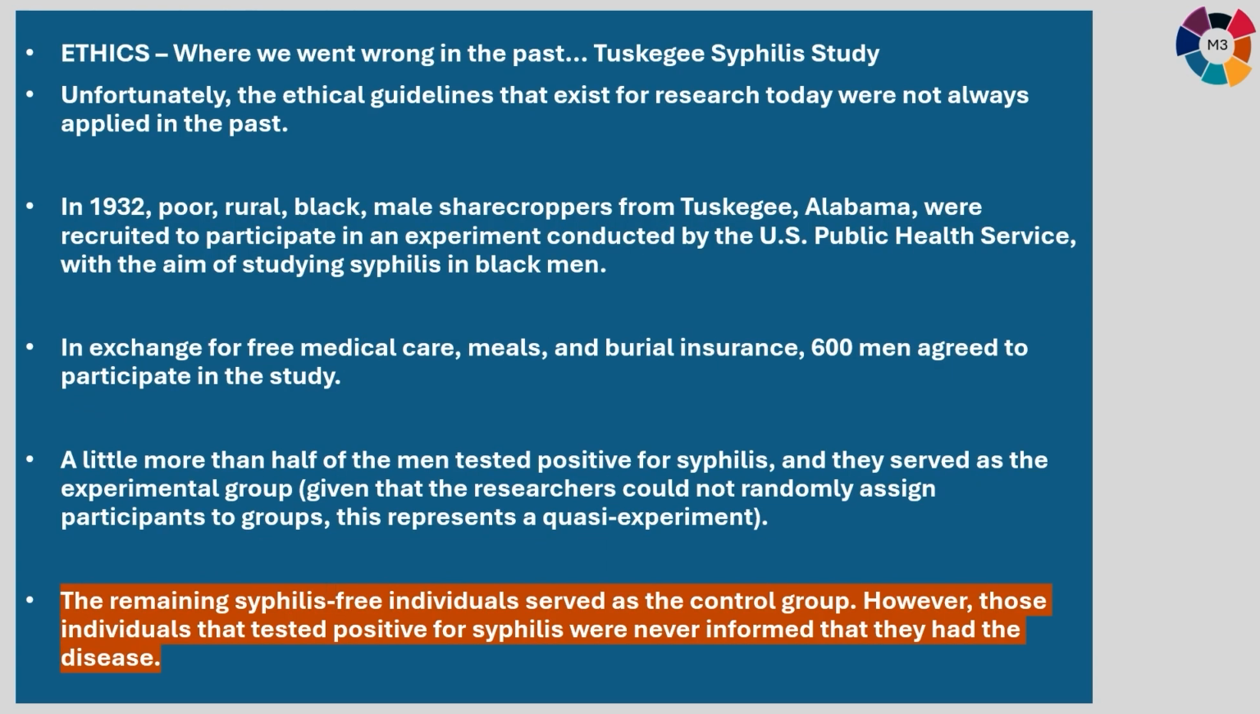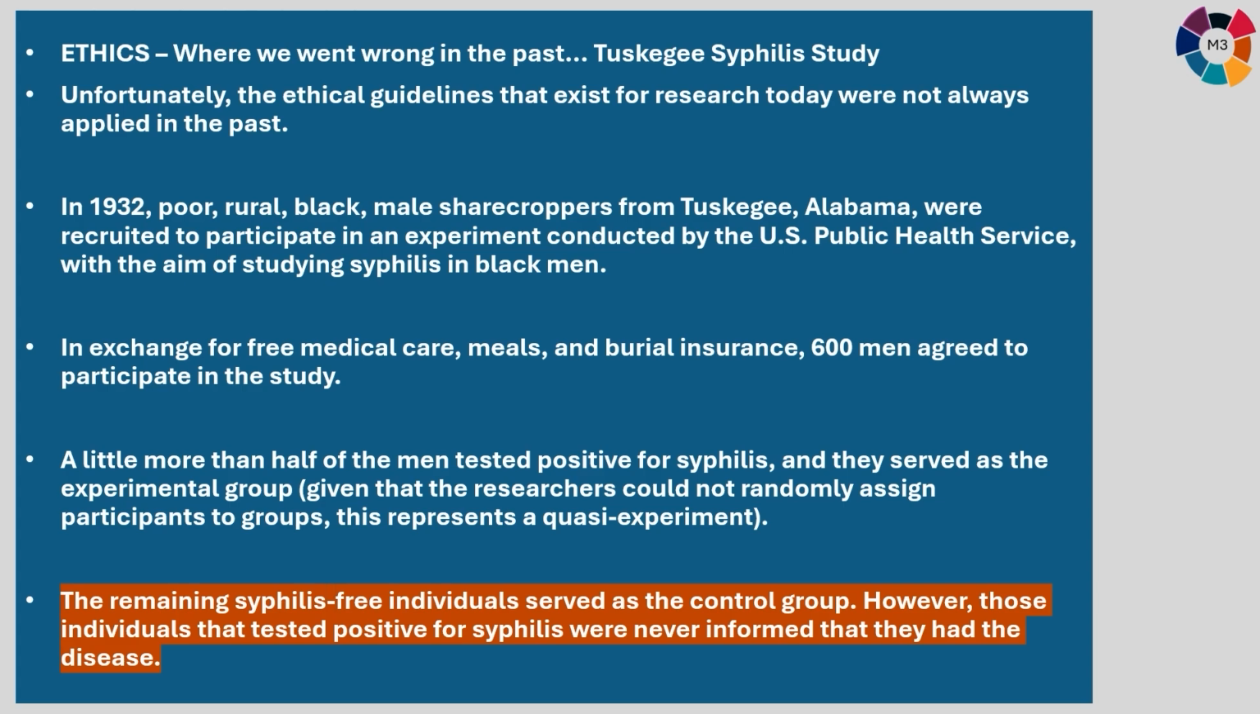Now let's talk a little bit about ethics and where we went very, very wrong in the past. This conversation is difficult. This information is ugly, but I think it's very necessary to discuss so that we understand why all of the rules we have now are in place and just how important they are so that nothing goes wrong today in modern research. Let's discuss the Tuskegee syphilis study.